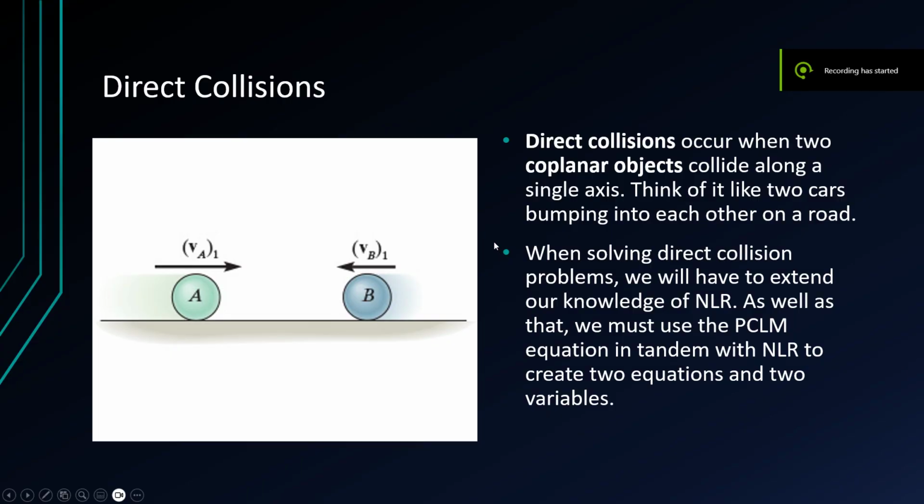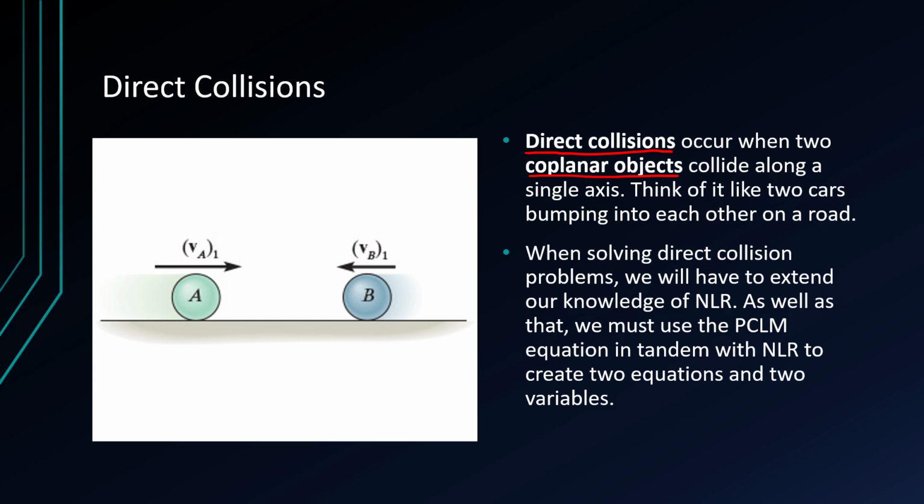So now we're going to be moving on to the first of two types of collisions involving more than one object. And we're going to be talking about direct collisions. Direct collisions occur when two coplanar objects, so objects along an axis, bump into each other, kind of like two cars on a road if one is going the wrong way down the motorway.